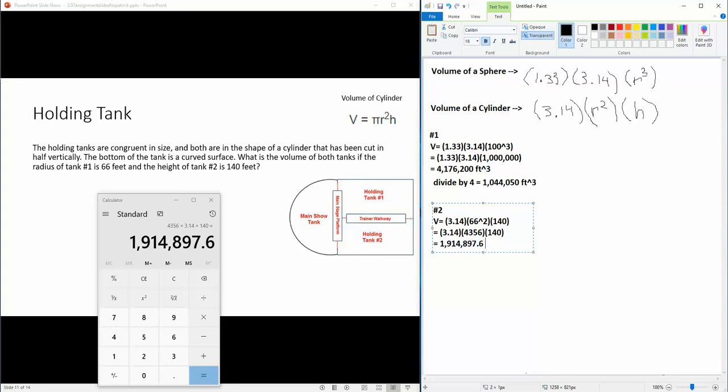Again, we want to remember that would be cubic feet because we want to express that, hey, we're dealing with a volume here. By the way, if you on your problems have more than 2 decimal places, it is okay to go ahead and round to 2 decimal places on it.